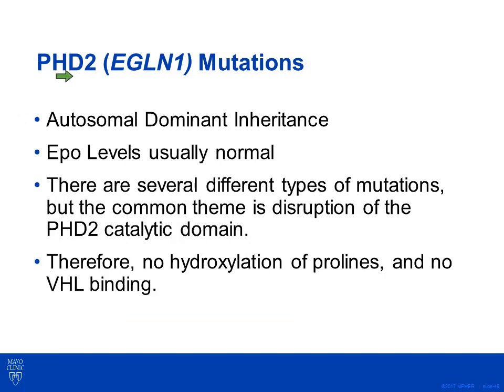PHD2, once again, more than one PHD. For our purposes, it's the PHD2 or EGLN1 mutations of gene here. Also an autosomal dominant inheritance pattern. EPO levels are usually within normal range. There are several different types of mutations that have been described. The common theme, however, is we get disruption of the PHD2 catalytic domain. Therefore, it cannot hydroxylate the prolines, and we don't get VHL binding. We don't get destruction of the HIF alpha subunit.